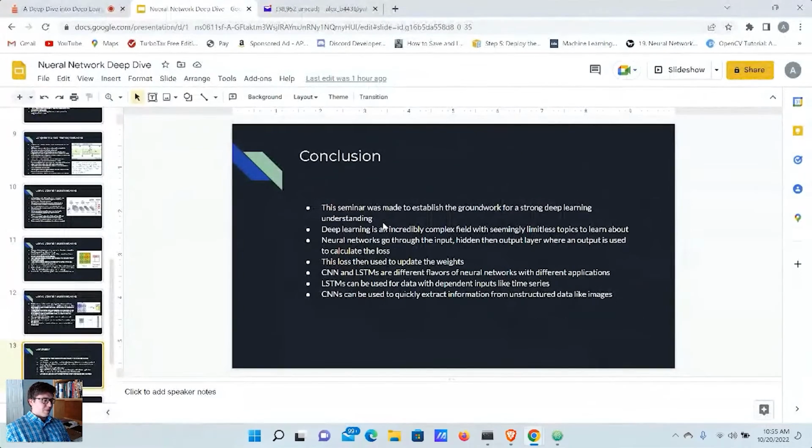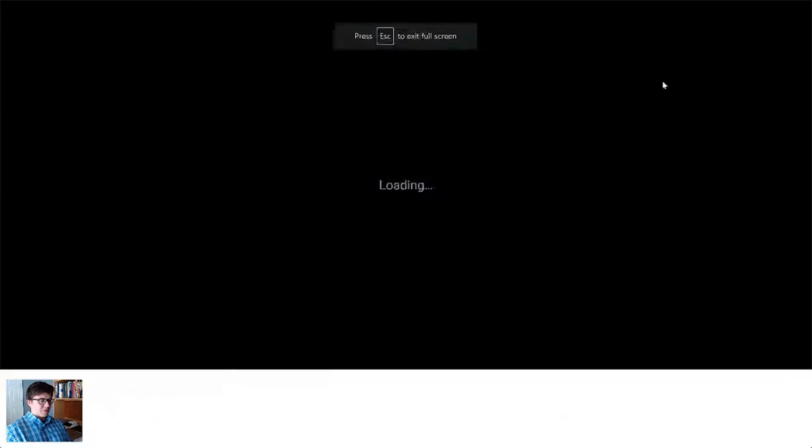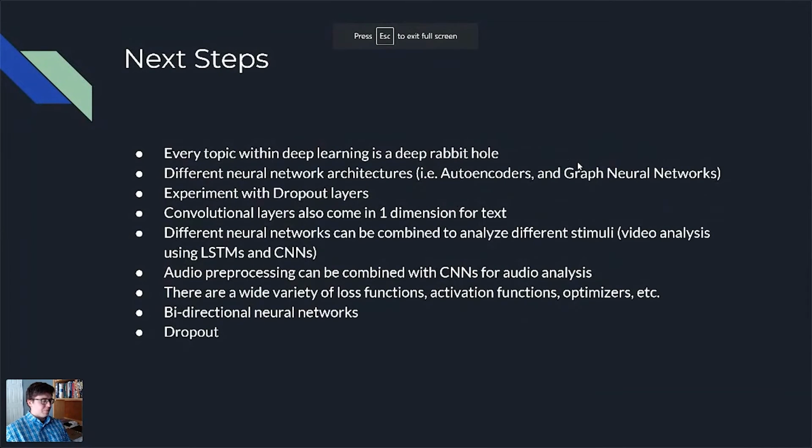So now this kind of goes right into some of our next steps. There are so many. Every topic is a deep rabbit hole. Everything from activation functions. People are developing new activation functions every single day.